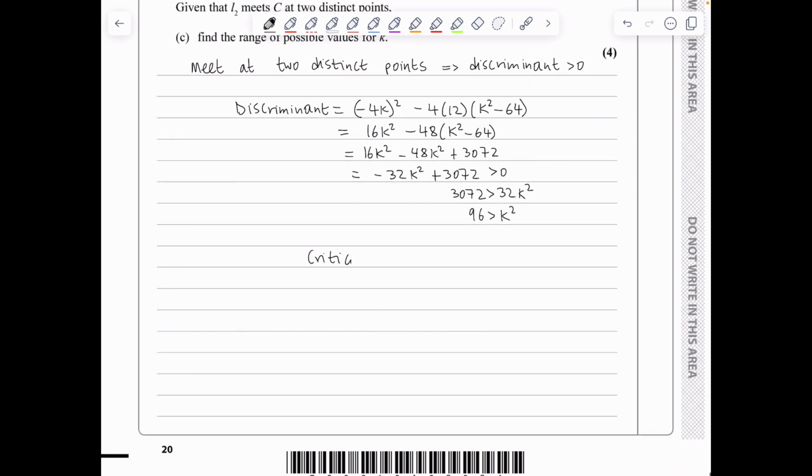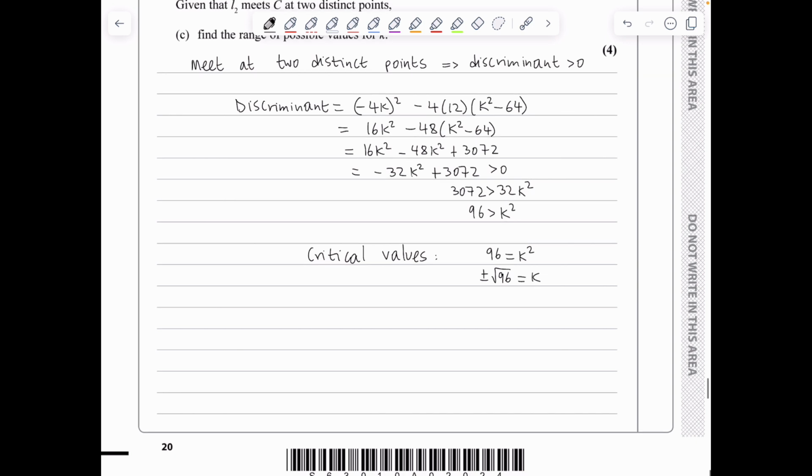So for the critical values, I treat my inequality as being an equation. So we've got 96 is k squared. So plus minus the root of 96 is the value for k, the critical values. This simplifies to plus minus 4 root 6 for k. And I can now draw my parabola.